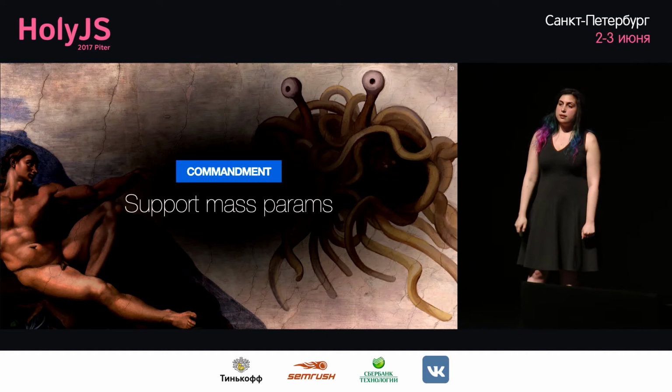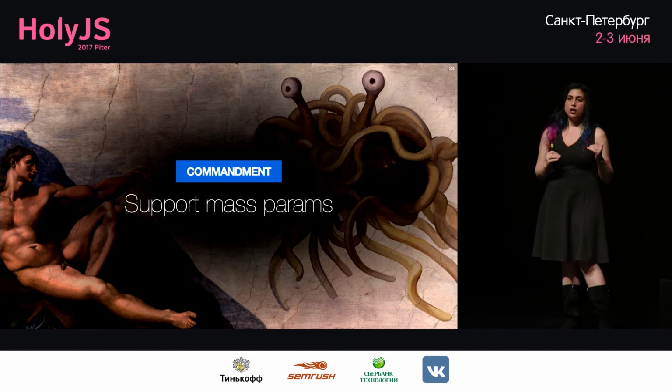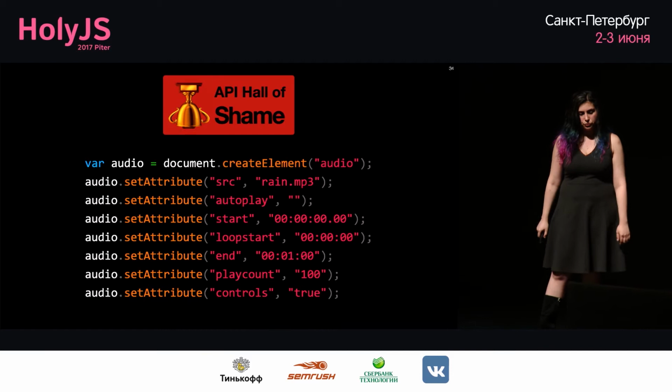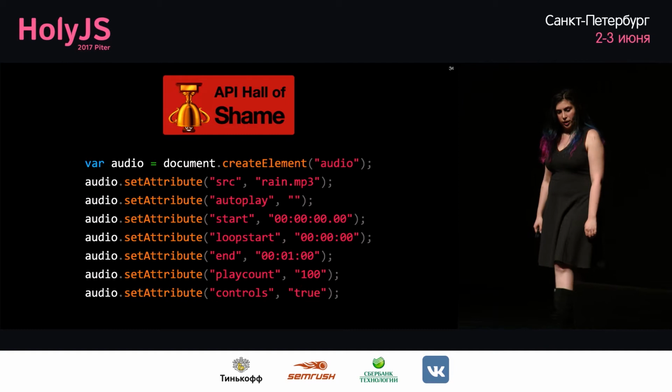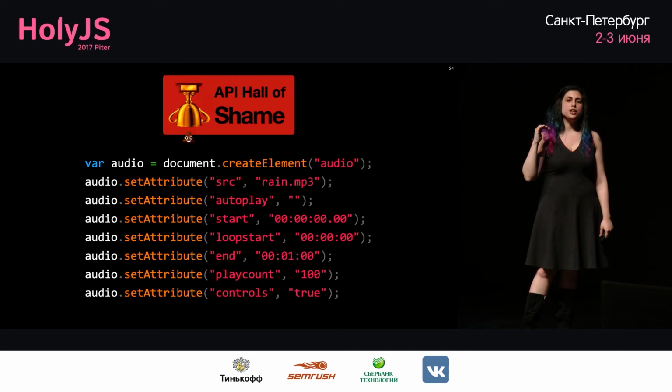Another thing to keep in mind is when you're writing methods, try to support mass parameters, but also singular parameters. If people want to throw a lot of arguments at you, accept that as well. That is also a special case to be liberal in what you accept. But I see this so often in APIs, especially in DOM APIs. I'm sure that when you were learning JavaScript, before you started using any libraries, at least, you have definitely done something like this at some point. A series of setAttribute calls, just because you wanted to set a lot of attributes on an element.